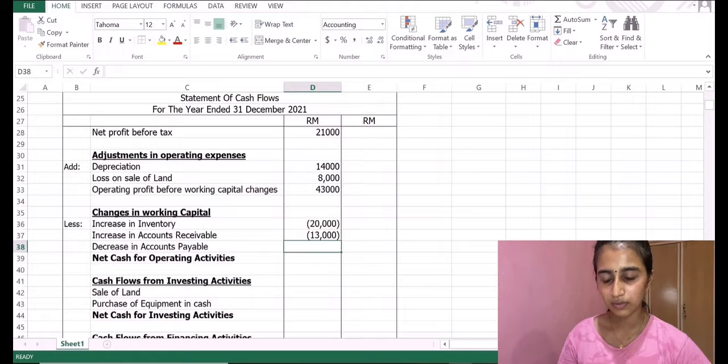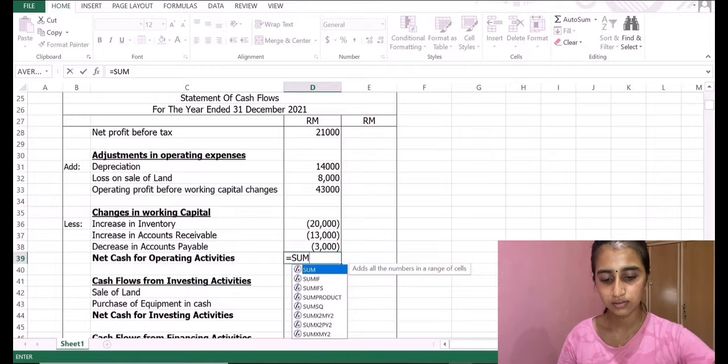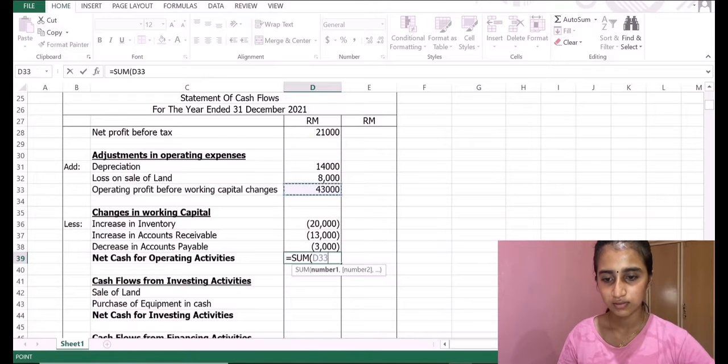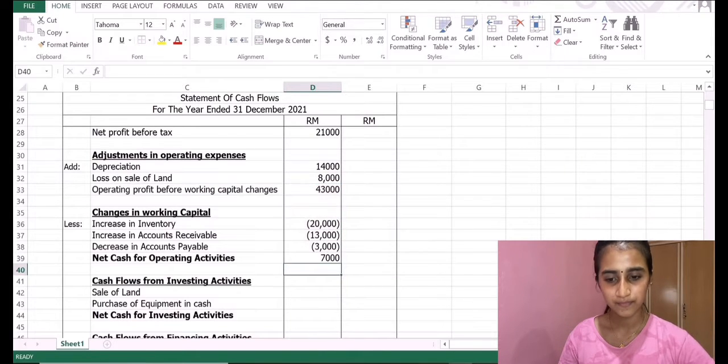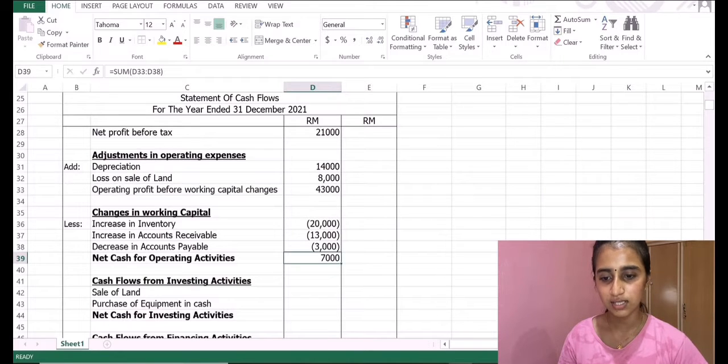Then decrease in account payable. For liabilities, if it decreases, it means we have to minus in cash, so decrease 3,000. Then we have to sum up, and we get net cash from operating activities of 7,000.